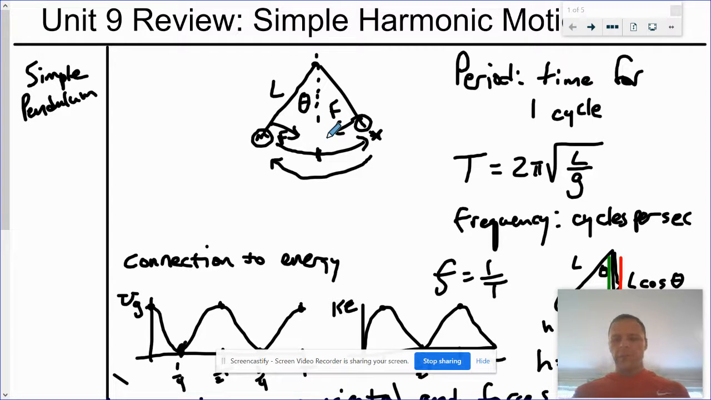So there are some basics for the simple pendulum and the spring mass system, simple harmonic motion, and I hope this helps out with this Unit 9.